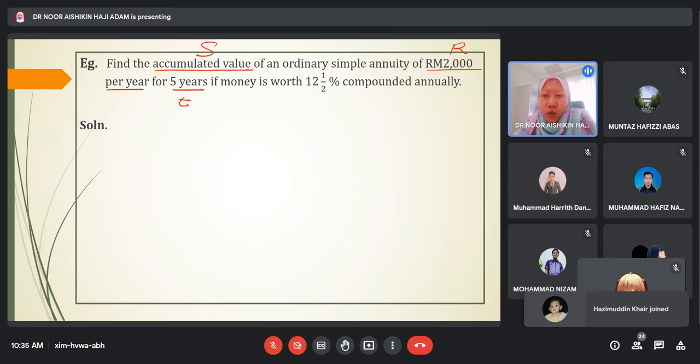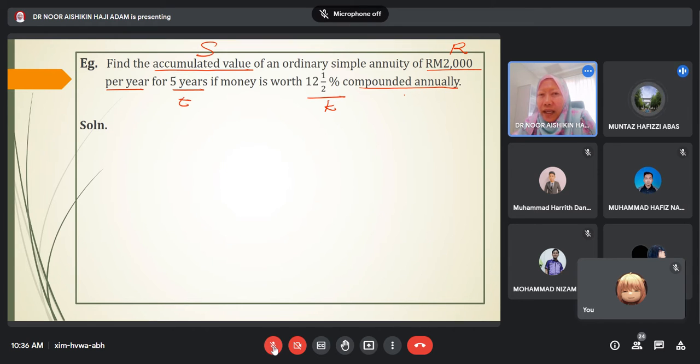If money is worth 12.5% compounded annually. So what is that? 12.5%? Okay. Compounded annually means? Apa dia? What do we get from compounded annually ni? M. Bukan N. M. What is M? 1. Okay. Boleh kita masukkan je dalam formula?